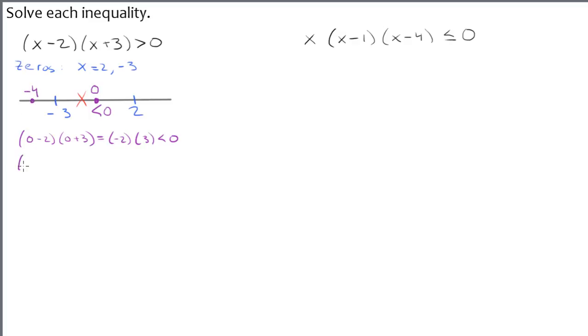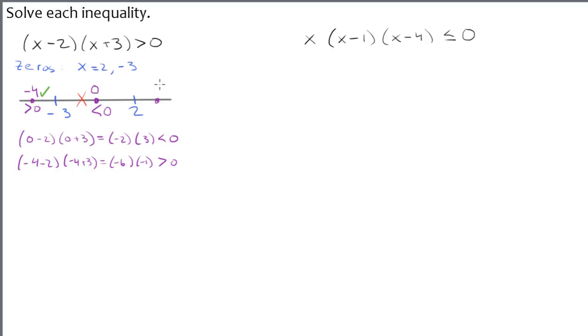Then I'm going to take another point, like over here, negative 4. I'm going to look at what happens at negative 4: (negative 4 minus 2) times (negative 4 plus 3). That's negative 6 times a negative 1. It's going to be greater than 0. That's the relationship we want. That's a good region.